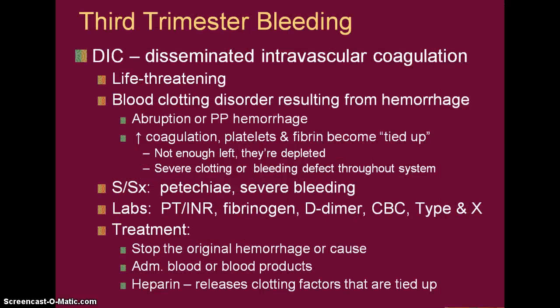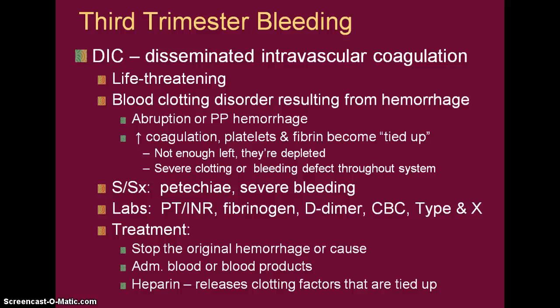Another cause of third trimester bleeding is DIC, disseminated intravascular coagulation. This is a life-threatening blood clotting disorder that results most often from hemorrhage in pregnancy, abruption hemorrhage or postpartum hemorrhage. Other causes of DIC include sepsis, trauma, retained fetal demise, or amniotic fluid embolism, which gets into the mother's blood.